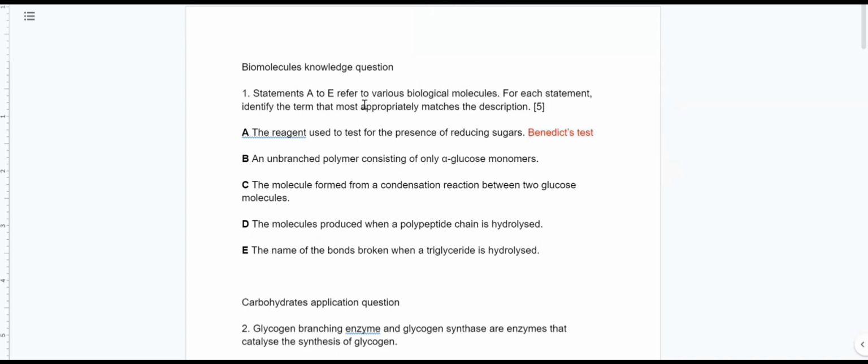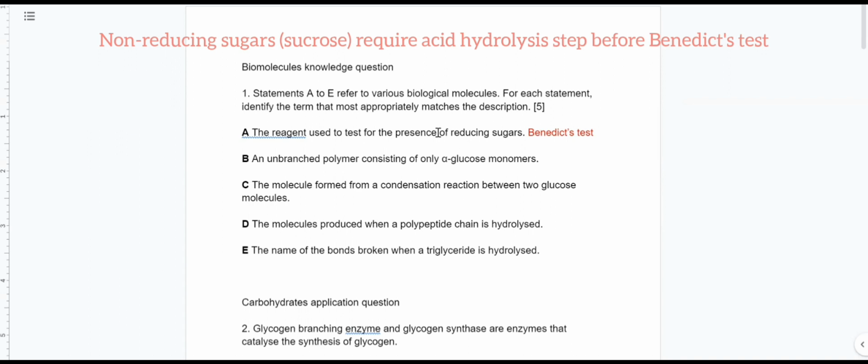So just take note that the Benedict's test is specifically used to test for the presence of reducing sugars. If you are testing for the presence of non-reducing sugars, then you have to include an acid hydrolysis step before the Benedict's test so that you can break down the non-reducing sugar into monosaccharides that are reducing sugars themselves.